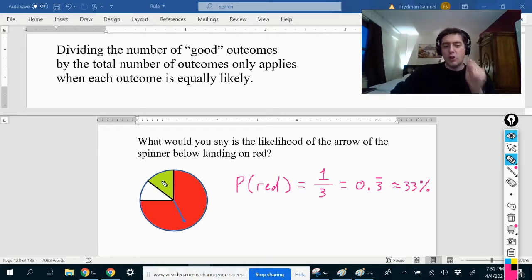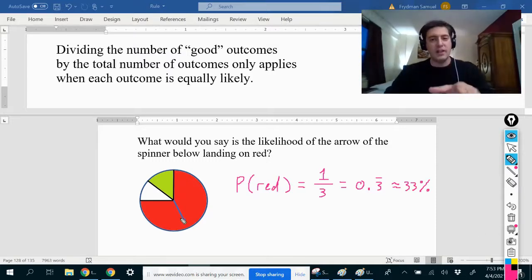Is getting green equally as likely as landing on red? No, because the green is so much smaller than the red. Is landing on white equally as likely as landing on red? Again, no, because the red is so much bigger than the white. So that good over total formula does not apply to this situation because not all of these pizza slices here are the same size. Each slice has to be the same size, and therefore each outcome has to be just as likely as all of the other outcomes in order for that good over total formula to be applicable.